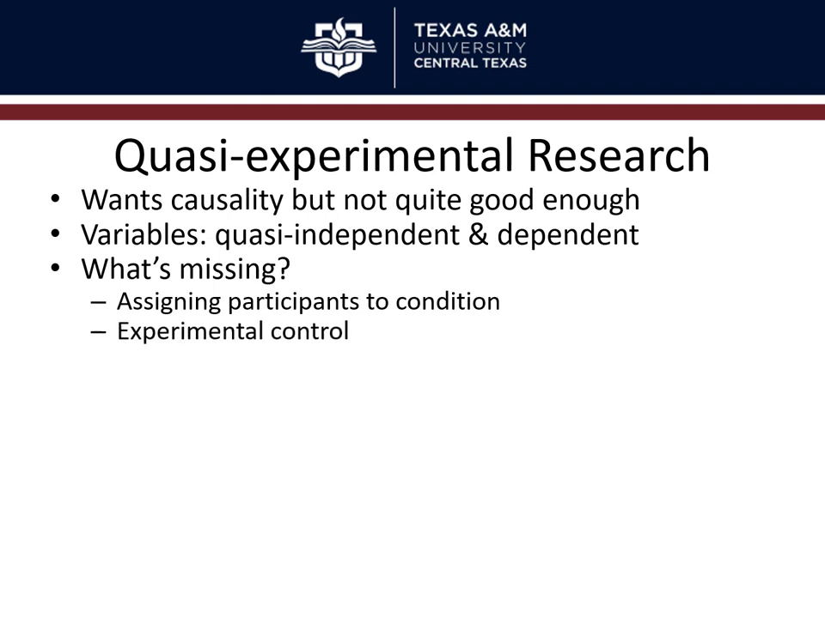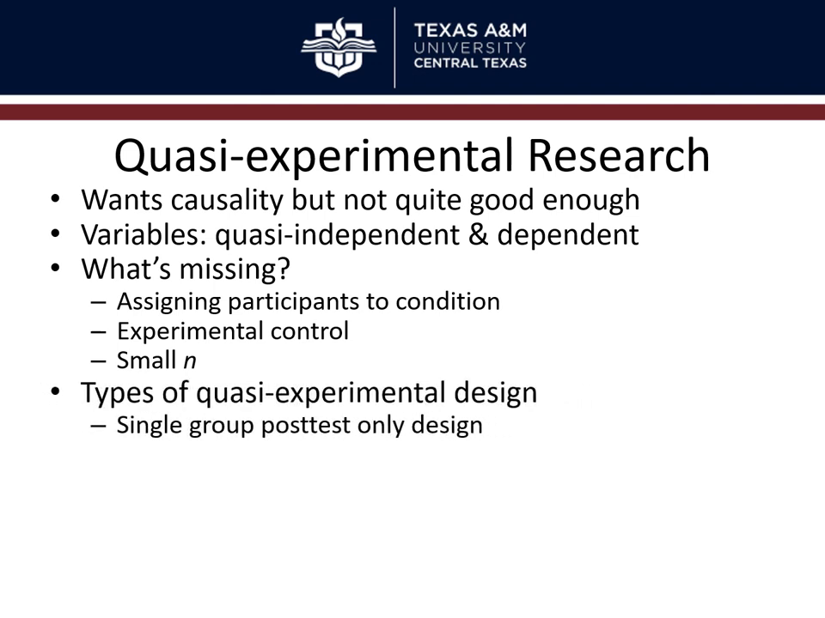Or there may be some limitations in the amount of experimental control you can exert that drop it out of the experimental category. And then sometimes it's having a small n. There is a particular type of quasi-experimental research we'll talk about in a minute, where you have 1, 2, 3, 4 people, and that makes it a different type of design, which again moves it out of this experimental category into quasi-experimental. So the types: a single group post-test only design.